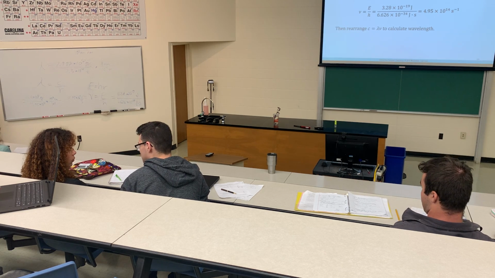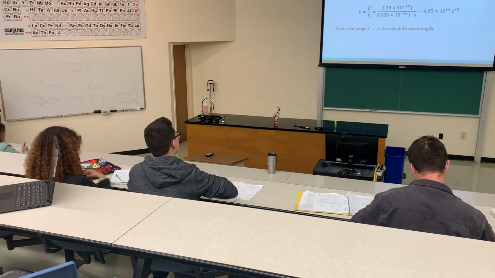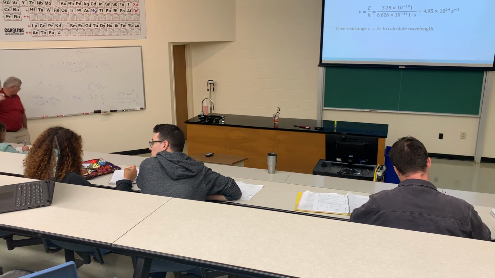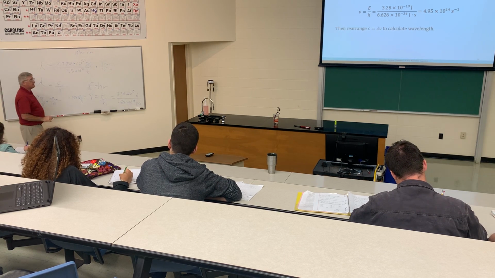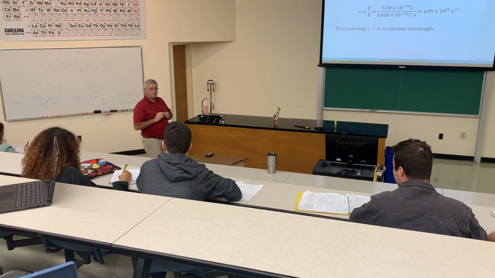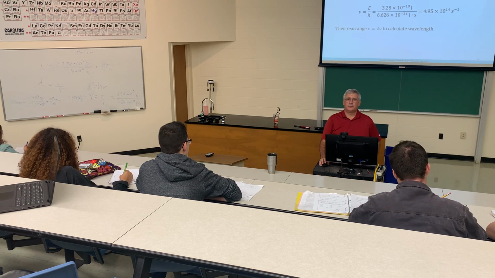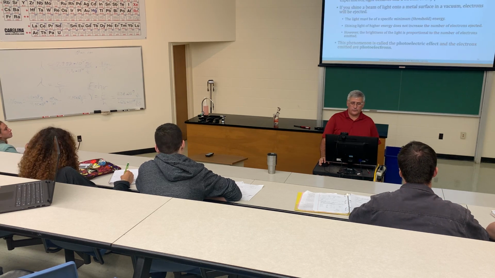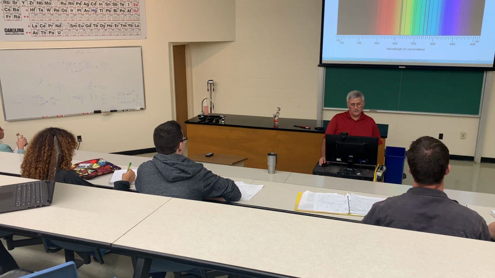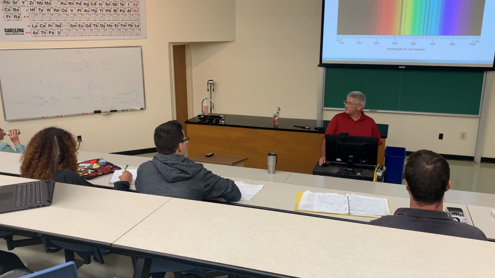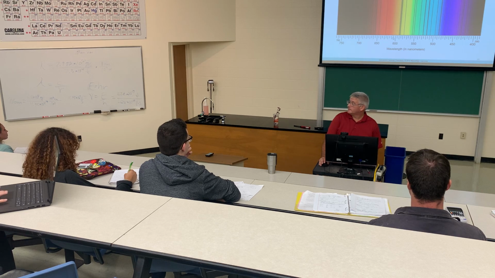Anybody have that number? In nanometers. 606 nanometers. All right, what color is that? Do we need to cheat? So if I look here, here's 600. Orange, yellow, orange. Yeah, we're working towards the red end though, aren't we?